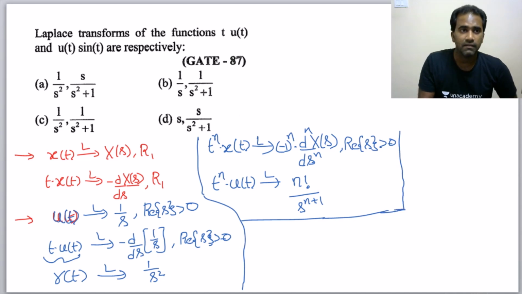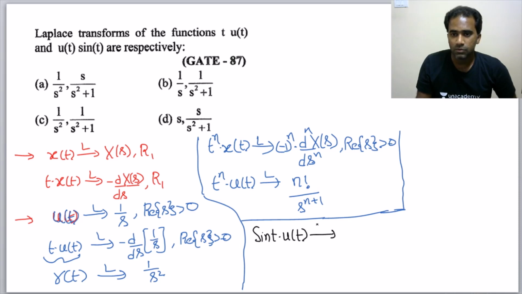So we are being asked to find the Laplace transform of u of t into sin t. Sin t into u of t. This is what we need to find. Right. So it's a standard result. We can learn the Laplace transform of sin omega naught t into u of t. To learn that, first of all, we need to know one property, which is the frequency shifting property.